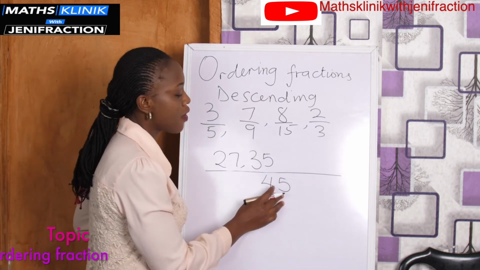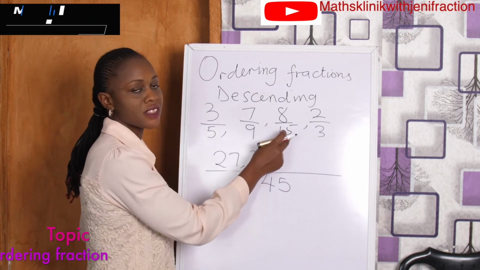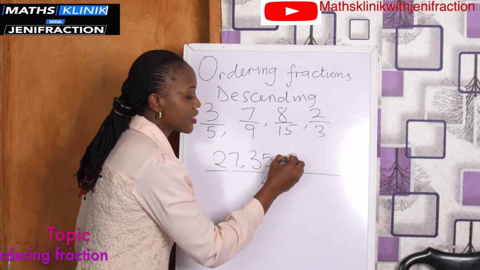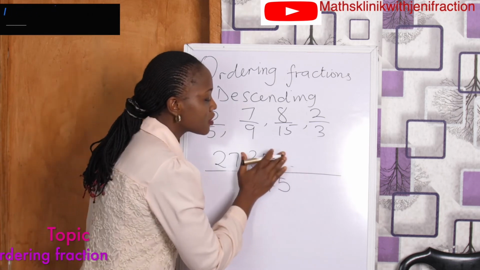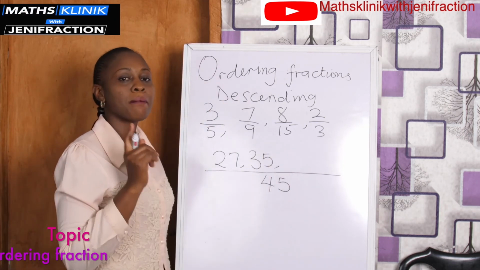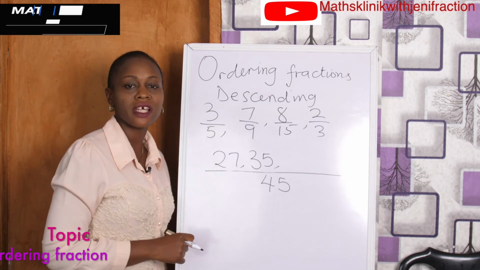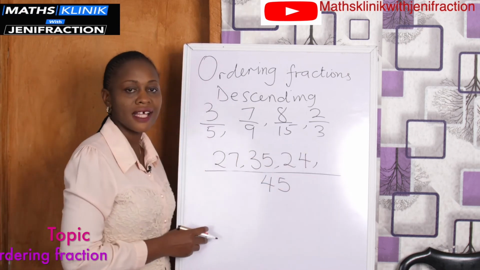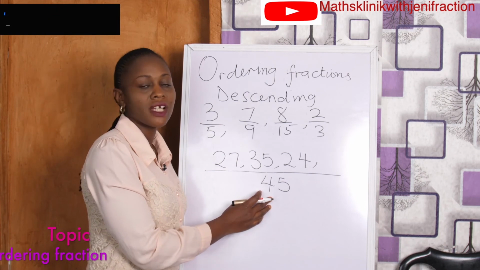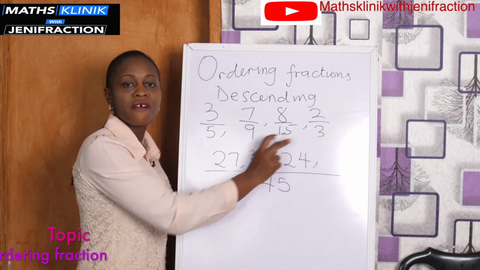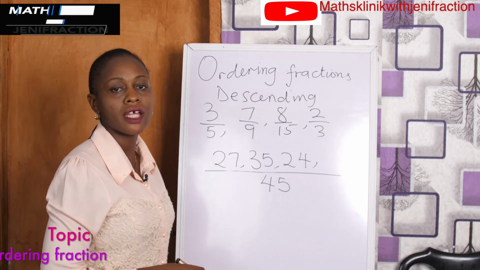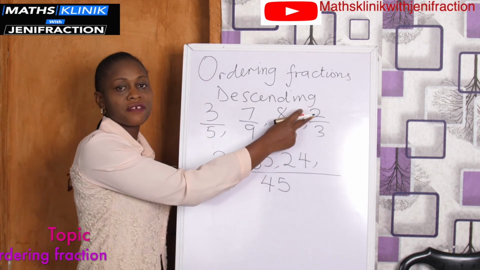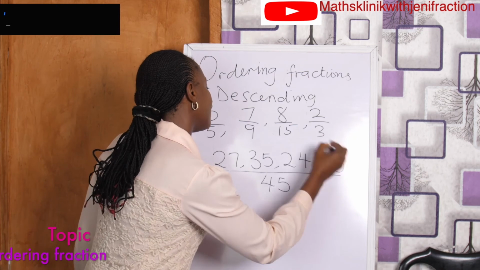The next one, 45 divided by 15. 45 divided by 15 is 3. I write 3. No, don't forget to multiply by your numerator. So I'll say 3 times 8, and that is 24. And the last fraction, 45 divided by 3. 45 divided by 3 is 15. Then I'll say 15 times 2. 15 times 2 is 30.